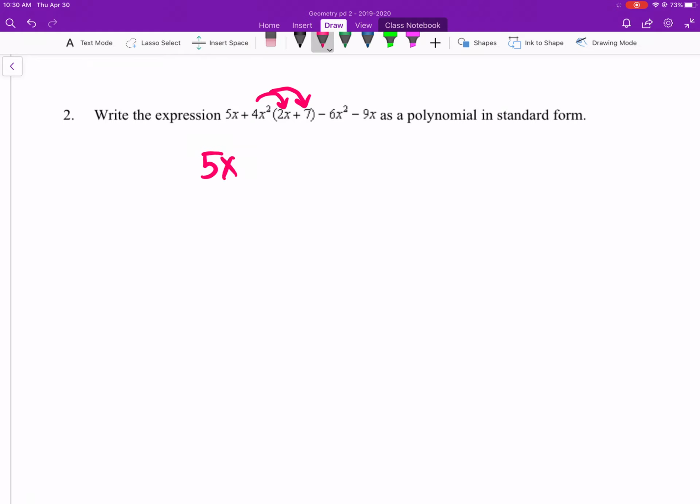Now it's 4x squared times 2x, which would be 8x to the third power. Now 4x squared times 7, which is 28x squared. So make sure you're getting that when you distribute. It's all positive, so just the number times the number, and then include the variable as well.